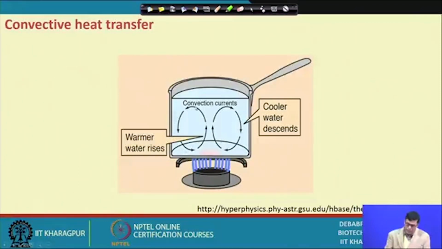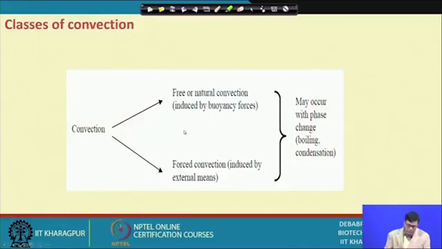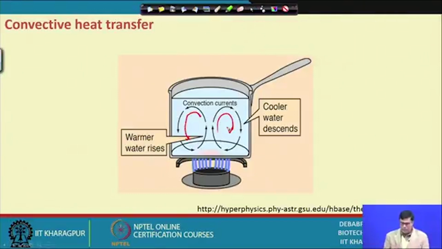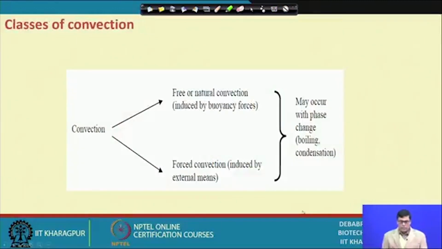So, it will rise, and it will come back like this. The cooler water descends, and the warmer water rises. This is the phenomenon that goes on during the convection process. So, convection may be of two types: one is called natural convection or free convection, and another is forced convection, which is induced by external means.